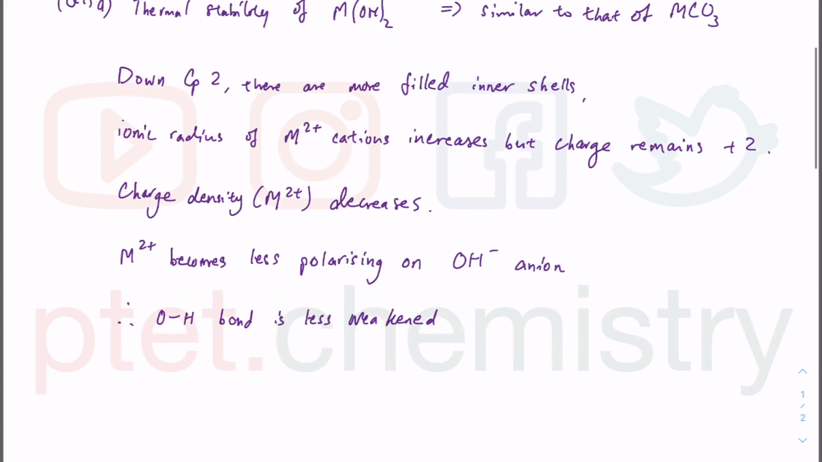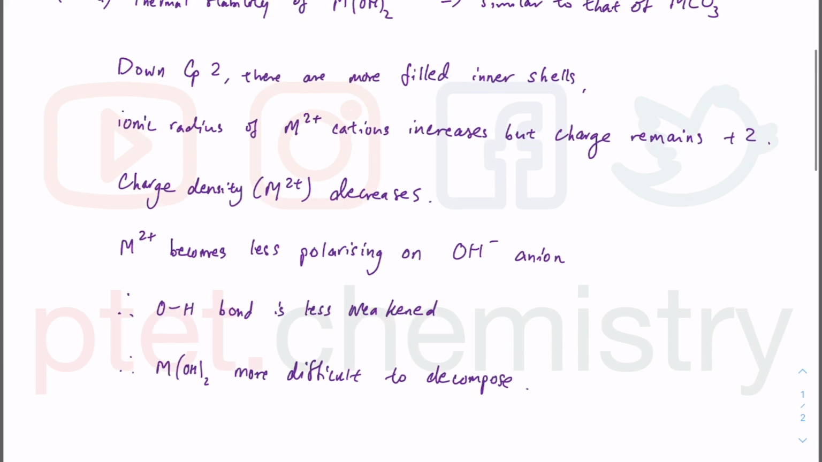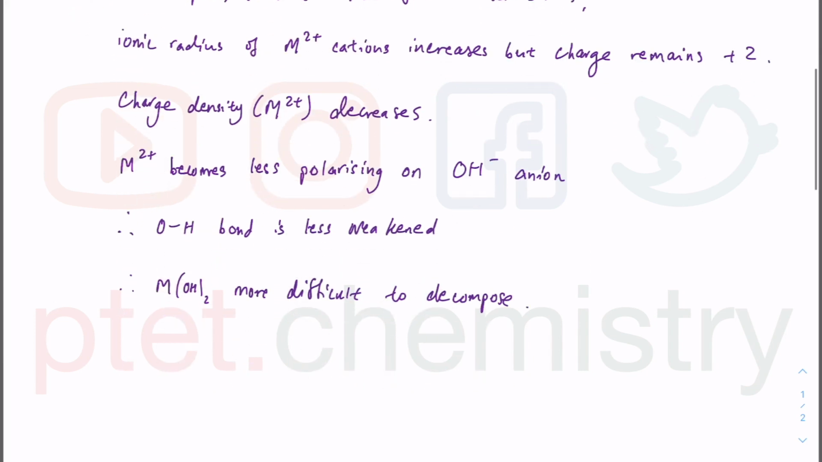If that is true, therefore the M(OH)2, meaning the group 2 hydroxide, becomes more difficult to break down, more difficult to decompose. They're asking you about thermal stability, so I've started by explaining first, but now I will state the thermal stability. If they become more difficult to decompose, therefore the thermal stability increases because they become more stable to heat, more difficult to decompose down group 2. So the thermal stability of group 2 hydroxide increases down the group.